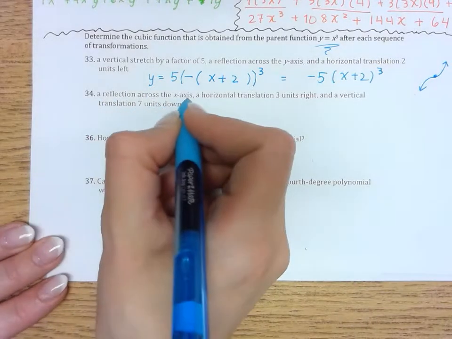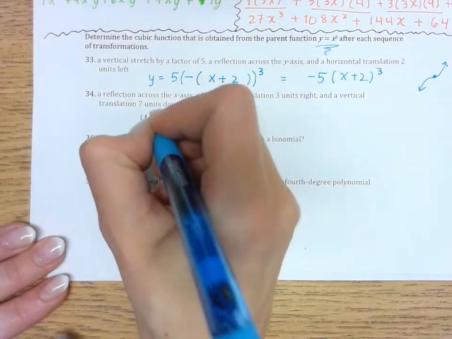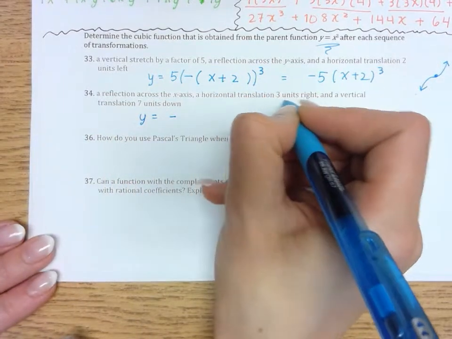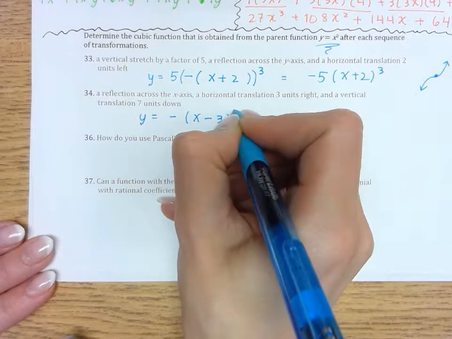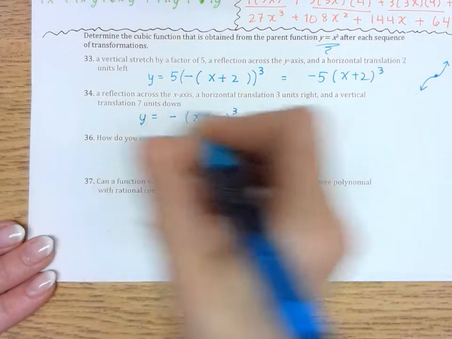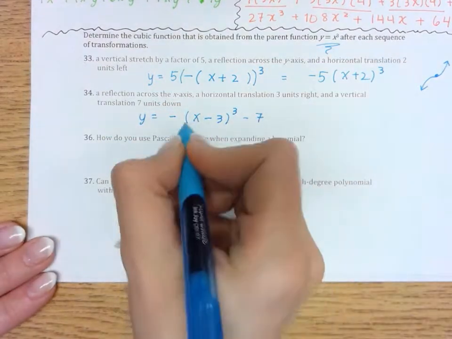A reflection across the x-axis, so that's our normal reflection out front, negative. Horizontal translation, 3 units to the right, so x minus 3. And a vertical translation, 7 units down, -7. Finished. If you wanted to put a 1 there, you can.